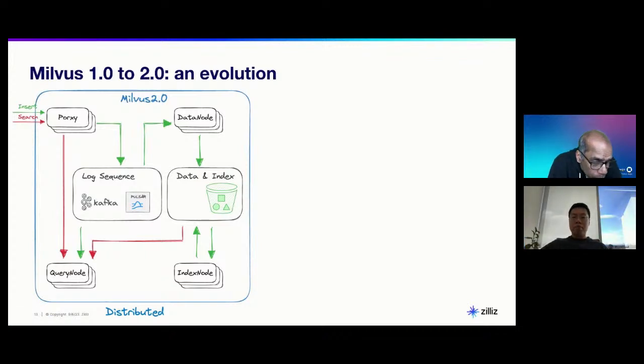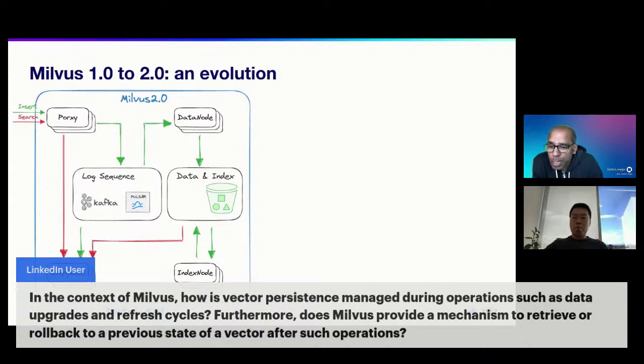I do have a question from a user here. Go ahead. In the context of Milvus, how is vector persistence managed during operations such as data upgrades and refresh cycles? Furthermore, does Milvus provide a mechanism to retrieve or roll back to a previous state of a vector during such operations? Great question. That is a great question.